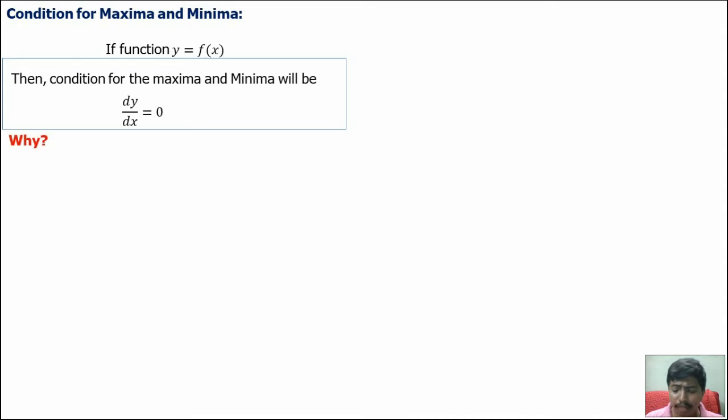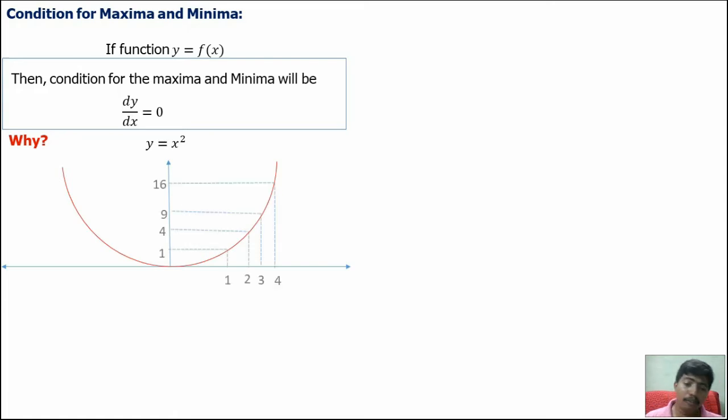Let us take a function curve. What is the function? This function is not y is equal to x. If the function is y is equal to x, the curve will be a straight line. The function is y is equal to x square. Let us take some points. When x is equal to 0, y is equal to 0. When x is equal to 1, y is equal to 1. When x is equal to 2, y is equal to 4. When x is equal to 3, y is equal to 9. When x is equal to 4, y is equal to 16.